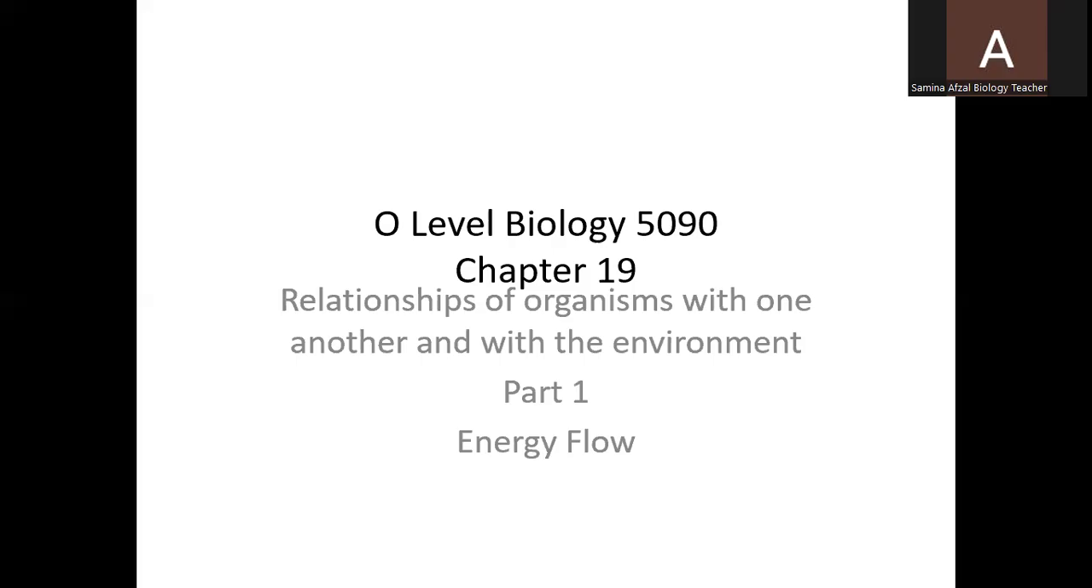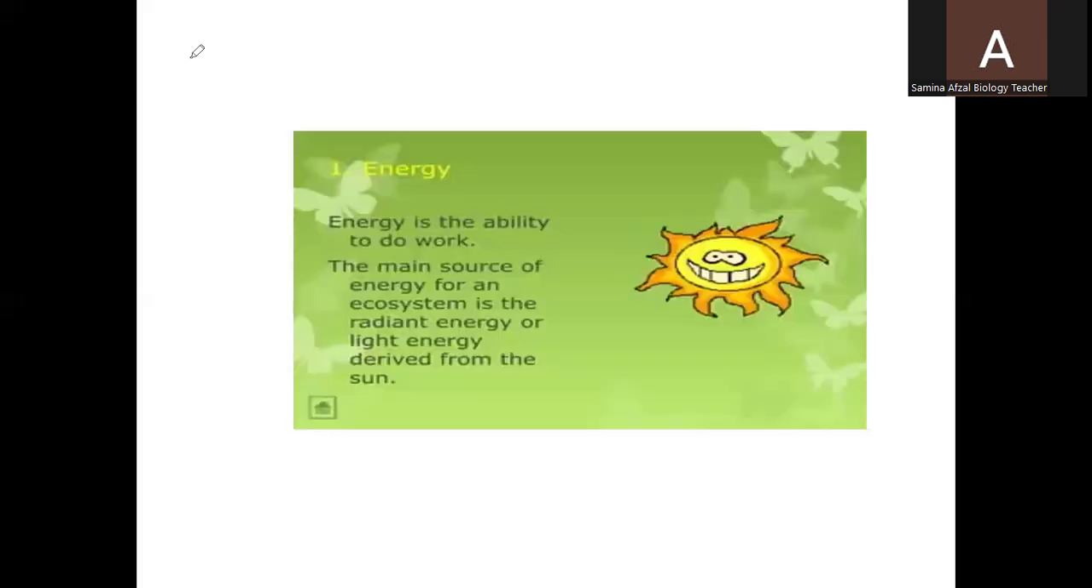O-Level Biology 5090, Chapter 19, Relationship of Organisms with One Another and with the Environment, Part 1. In Part 1, we will study the energy flow. So, what is energy? Energy is the ability to do work, and the main source of energy for an ecosystem is the radiant energy or light energy derived from the sun.